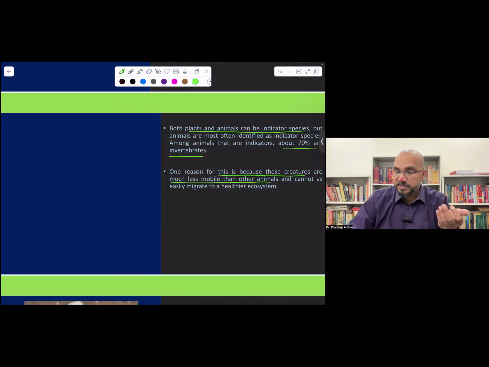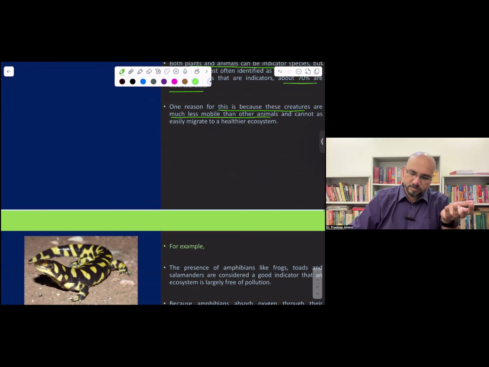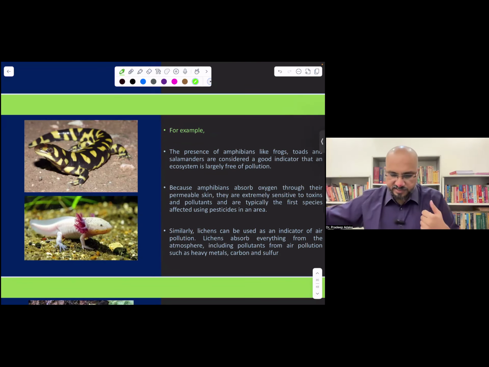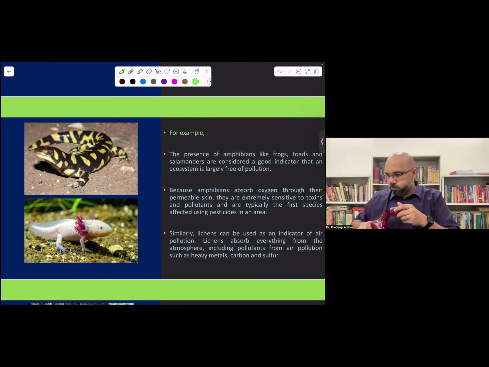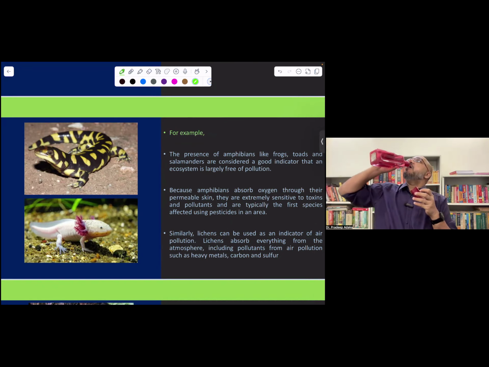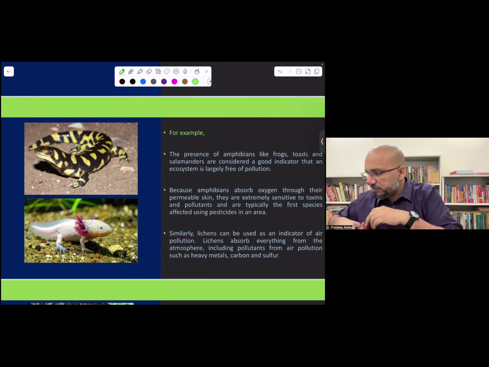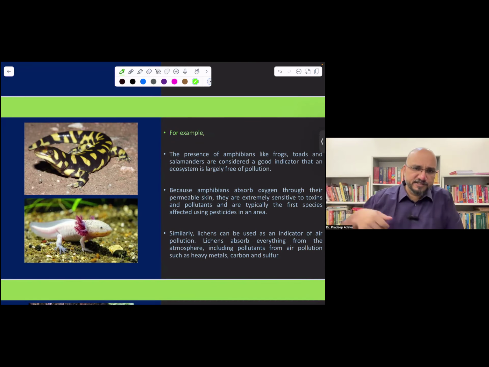So invertebrates, 70% of the indicator species are invertebrates because they are sensitive and they cannot move, they cannot migrate like other larger animals. So example of your indicator species is salamander. These salamanders, these are amphibians. Okay, so these are the different types of salamanders that you see.